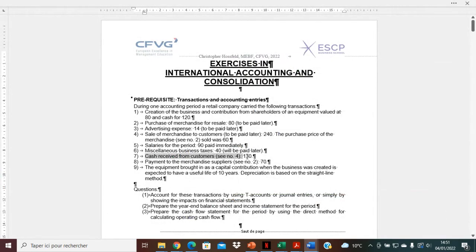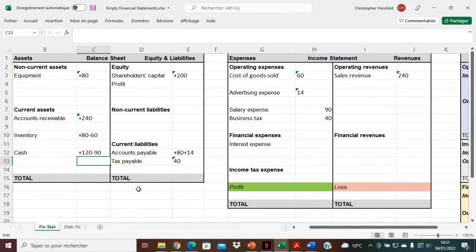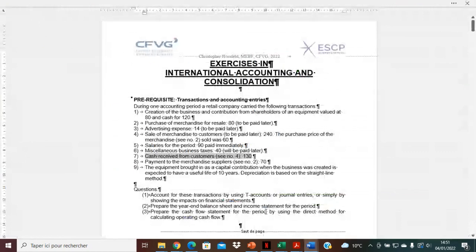Number 7. In number 4, I sold products to my clients. They didn't pay at that time, but now later they pay me, and they pay me 130. Which means first of all, my cash position increases by 130. At the same time, the claims that I have on my clients decrease by 130, because since they paid now, they owe me much less money. So minus 130 in accounts receivable, plus 130 in cash. The right-hand side of the balance sheet is not at all concerned. Therefore, my balance sheet is and remains balanced.